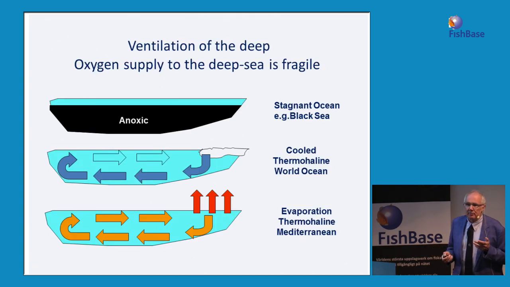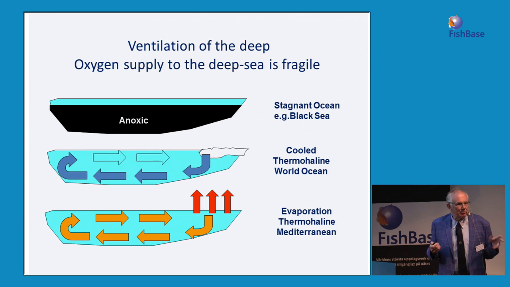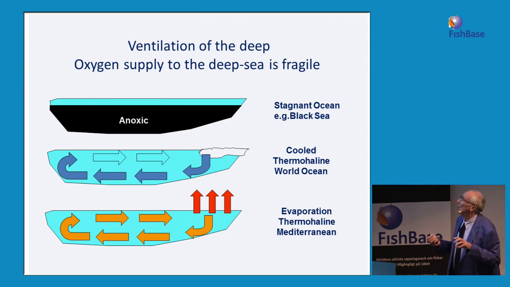Where does the oxygen come from? Well, this is a cross-section of a hypothetical ocean. The oxygen comes from the air and obviously diffuses into the surface layers. But if nothing happens, the ocean basin is stagnant. Bacteria and other organisms consume the oxygen, and there is a natural tendency for the deep sea to be anoxic. In fact, this is the status of the Black Sea, where there's only fish life in the top 200 meters.